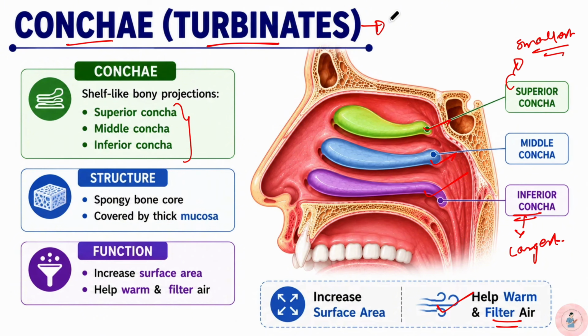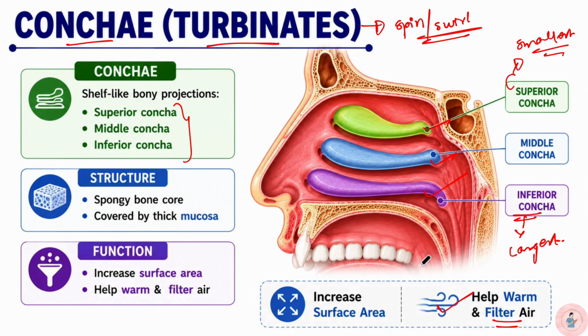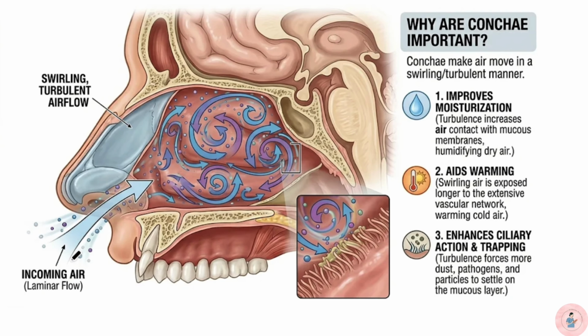इनका मेन फंक्शन क्या है? That it helps the air we inhale to spin and swirl, ensuring that the air is hitting the mucous membrane, which helps in warming and filtering the air. ठीक है. Here you can see that the incoming airflow is being spun and swirls to improve the moisturization. It aids in warming and enhances the ciliary action and trapping the foreign particles.